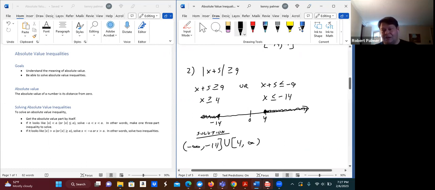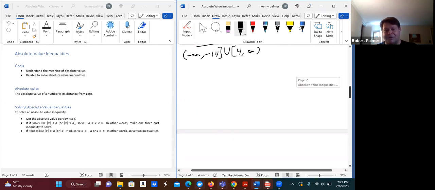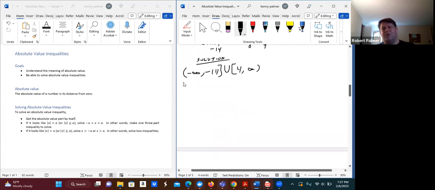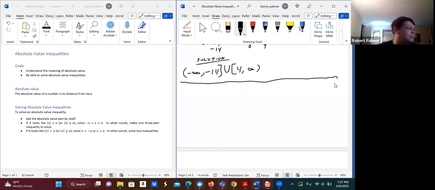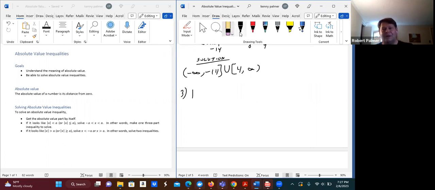All right. Let's take a look at our next example. Let's take a look at a couple that have a little more going on. This time, let's say we have the absolute value of x plus 2, plus 3, is less than 5.